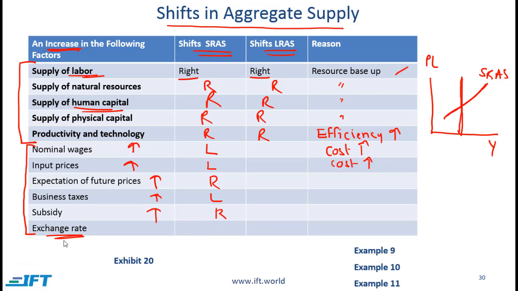Exchange rate is also a little tricky. We need to make some assumptions here. If we are in a country where raw material is imported and represents a major cost, then if the country's currency becomes stronger, then the cost of raw materials will come down and the supply curve will shift to the right. In terms of the long run aggregate supply, for all these items, there is no impact.